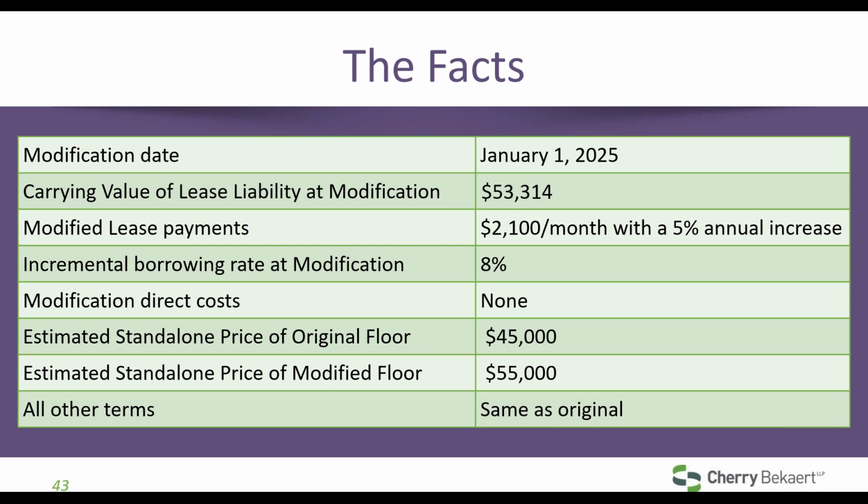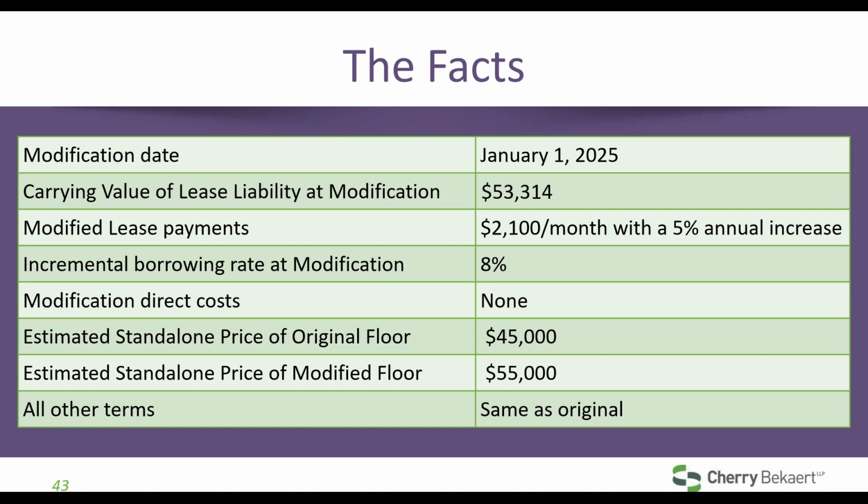Again, we modified it about halfway through the lease on January 1st. The carrying value of the original lease liability at modification date is $53,000, and that's very important because we're going to have to true that up to what we think the new lease liability for the original floor should be. We have some new modified lease payments, and there's a 5% annual increase now. And the incremental borrowing rate has also changed. We've grown bigger and we've become a more reliable borrower, and so now our borrowing rate has decreased from 10 to 8%. No modification direct costs. The estimated standalone price for the original floor and the modified floor.